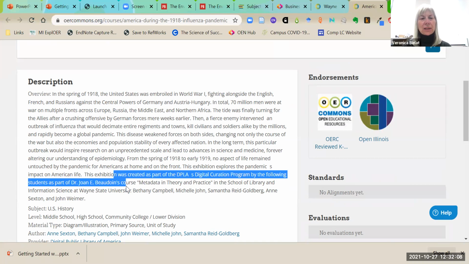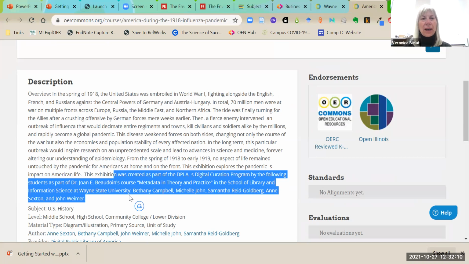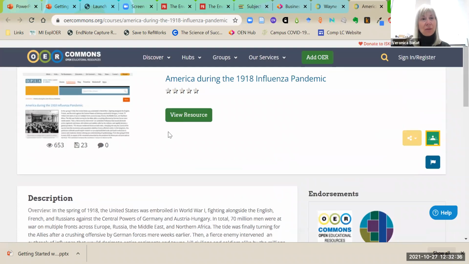This particular exhibition was created by our School of Information Sciences, students in Dr. Bodian's course, Metadata in Theory and Practice. That's one of the reasons it is listed here: it was created by Wayne State University, even though its home is in the DPLA. But you can discover it here in the OER Commons.